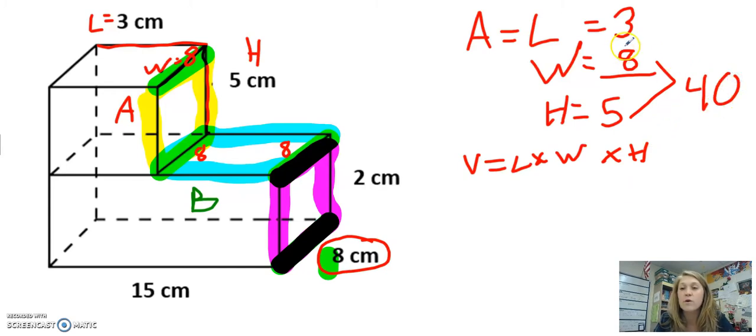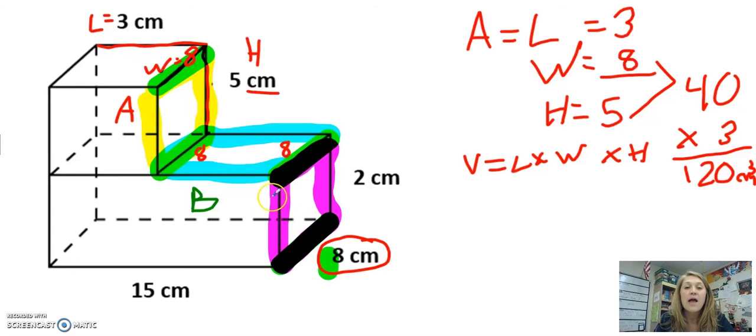Now I'm going to take my 40 and multiply it by my 3. And I'm going to use my strategy of taking out that 0 and saying 4 times 3 is 12, and then adding that 0 back in to get 120. My label is centimeters. And since it's volume, it's centimeters cubed. That's the volume for shape A, but we're not done.